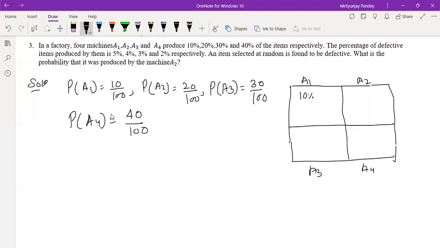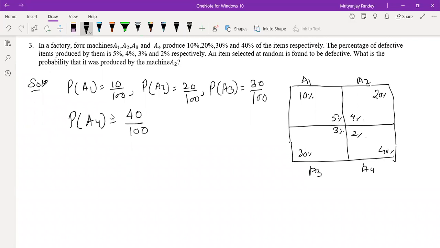Yes, sir. Okay, just write in box also. That is 20%. That is 30% and 40%. Now, the percentage of defective items produced by machine A1 is 5%. This is defective. That is 4%. This is 3% and 2%.